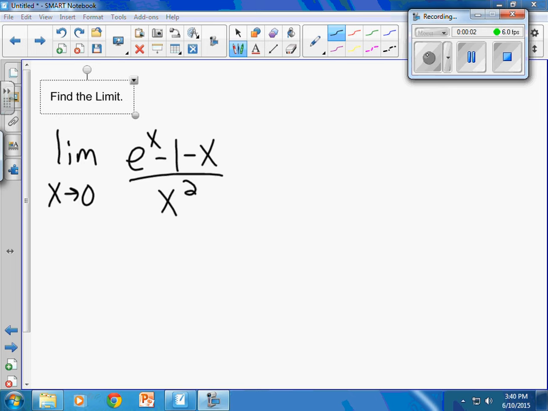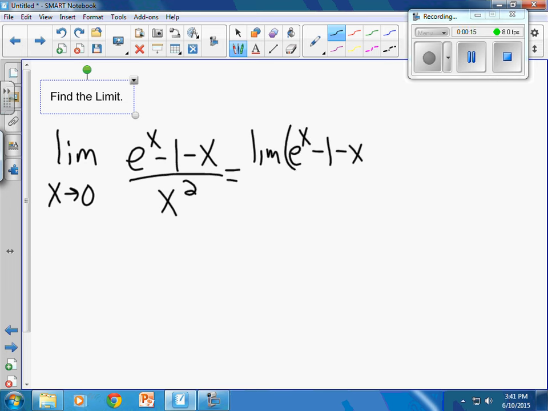Find the limit as x goes to 0 of (e^x - 1 - x) divided by x squared. If we try the quotient rule, we'll be taking the limit of e^x - 1 - x as x approaches 0, divided by the limit of x squared as x approaches 0.